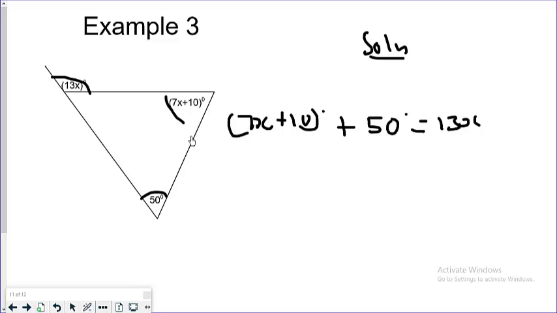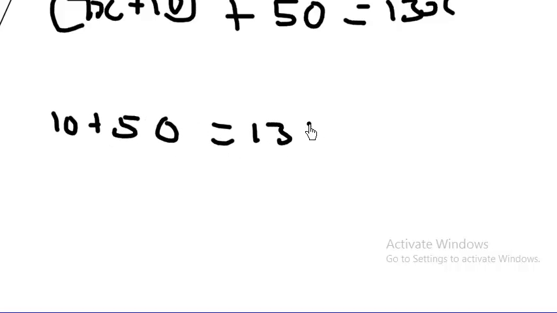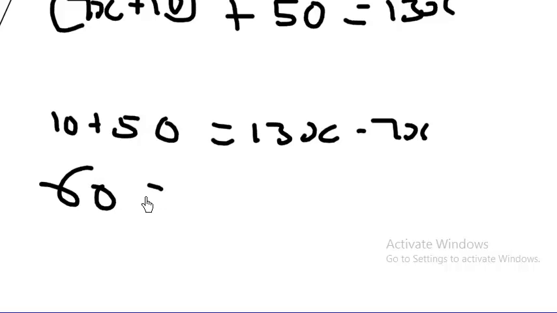Note that this whole thing is one angle. This is also one angle. This is also one angle. So let's group like terms. You know that 10 plus 50 will be equal to 13x minus 7x. Adding negative 7x to both sides will give us this. Then now we have 60 is equal to, this will give us 6x, right? Good. It's equal to 6x.